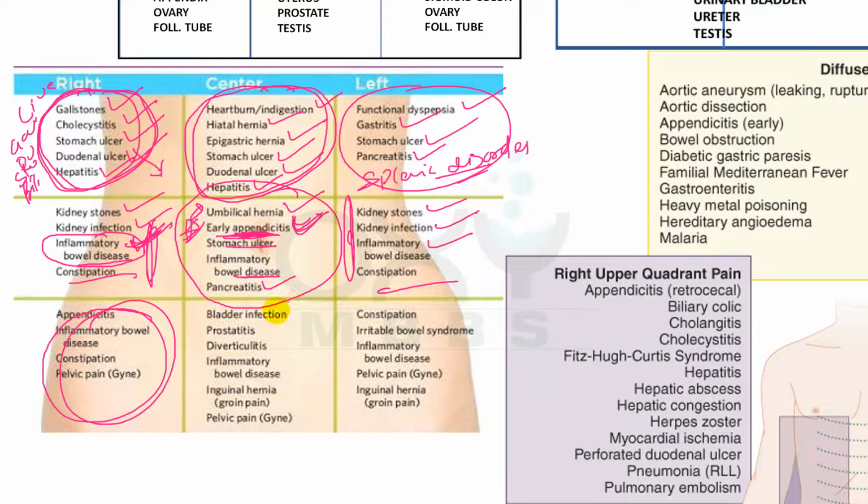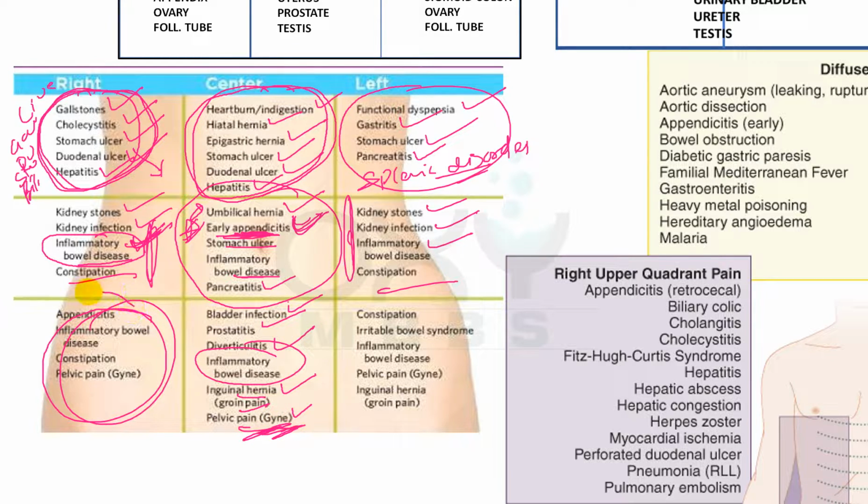Now in the hypogastrium region, there is bladder infection, prostatitis, diverticulitis, inflammatory bowel diseases, inguinal hernia, and because of this inguinal hernia there is groin pain, and there is pelvic pain because of the gynecological disorders. And what are these gynecological disorders, we will discuss later on.